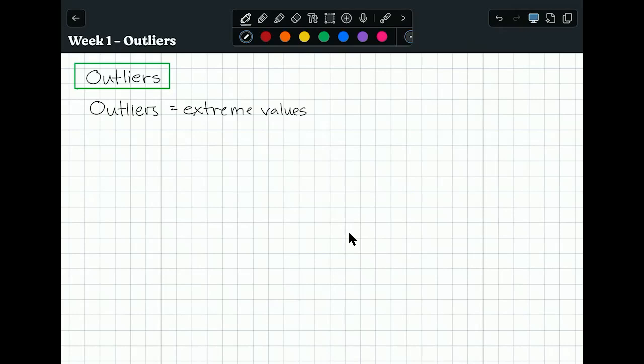So it's important that we mention the comparing to the rest of the data set, because $1 million is extreme when all of the other data points are $10. $1 million isn't extreme if everybody else around that $1 million is also in the millions. So when we're talking about outliers, it's extreme values compared to the rest of the data set.